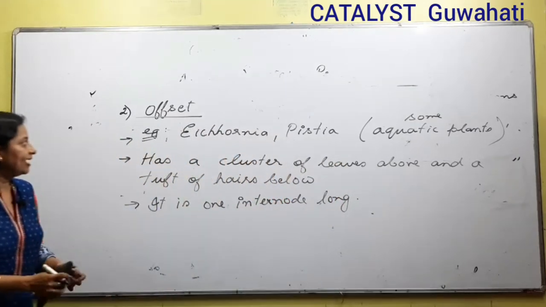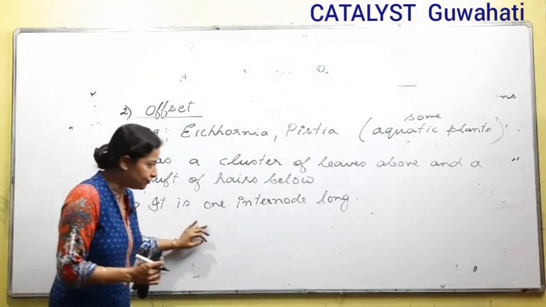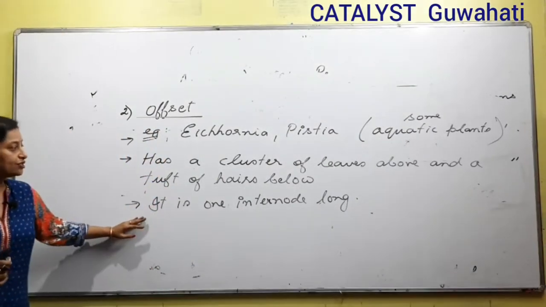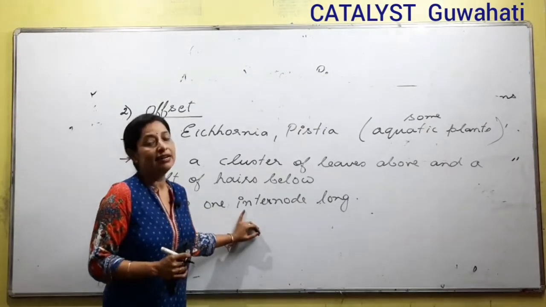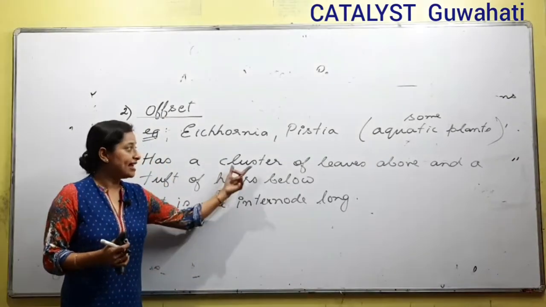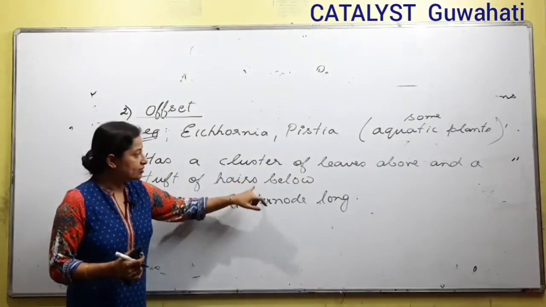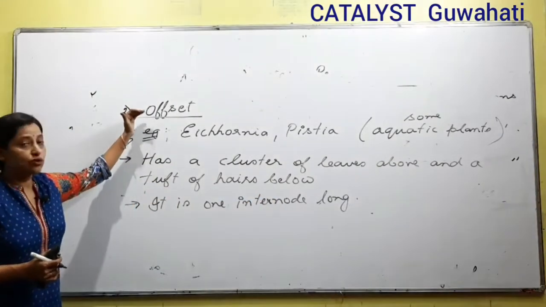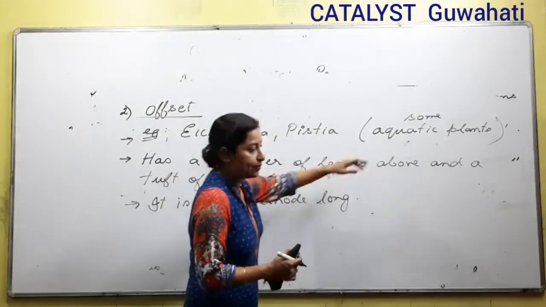As I said, under each heading there are specific points that you need to remember, and from MCQ or entrance point of view, the question is always asked on these specific points. For example, the question might be asked, what is that stem called which has only one long internode? Or what is this type of stem called when it has a cluster of leaves above and a tuft of hair below? Just reading these lines, you should be able to identify that we are talking about that stem that is called offset. And generally offset is seen in case of aquatic plants.